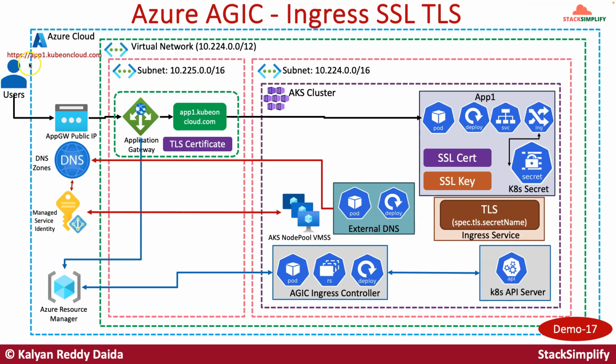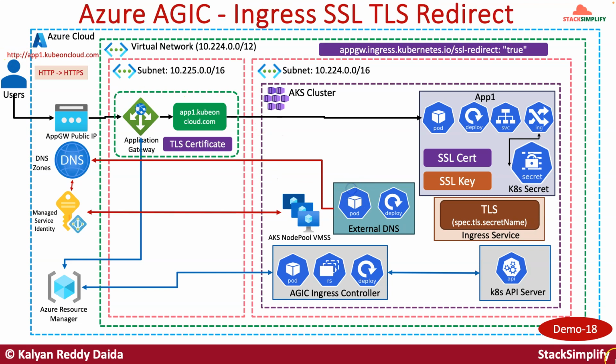At that point of time, whenever we access via browser with an HTTPS URL, our application will be accessible on SSL. After that, we are also going to implement SSL TLS redirect, which means HTTP to HTTPS automatic redirection. So we can access an HTTP URL and it will automatically redirect to HTTPS. For that, we are going to add the following annotation to our Ingress service.